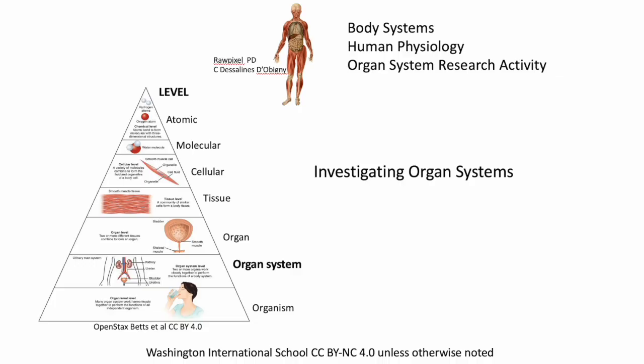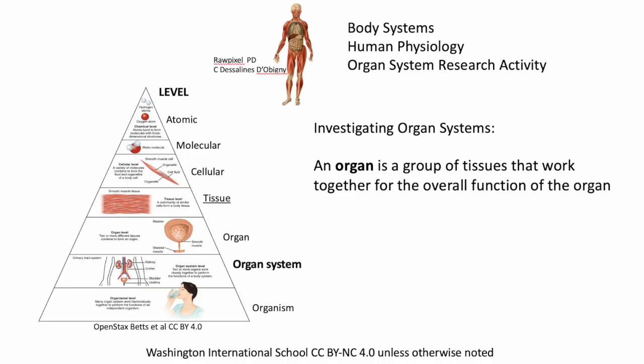And so the organ system is part of a level of organization from atoms through molecules to cells, larger collections of cells in tissue to make organs, and then the organ system itself, which will make up the organism, you, the human being. An organ's a group of tissues that works together for the overall function of the organism.